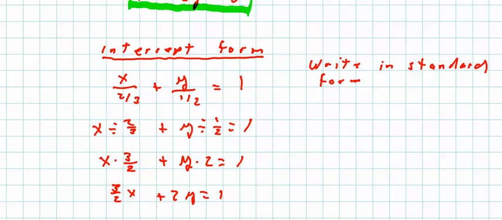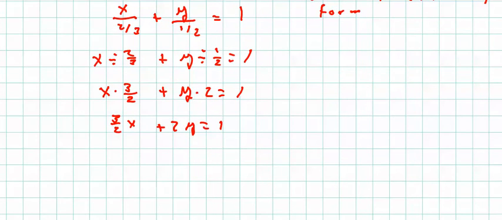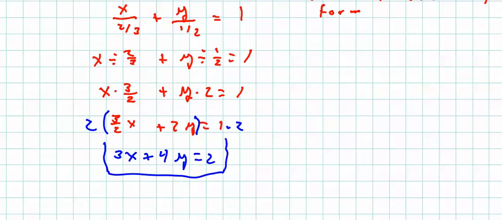Now, all I have to do is multiply by the least common denominator 2 to both sides, and I get 2 times 3/2, I get 3x, 2 times 2 is 4y, equals 2. And I'm done. All right. I hope this made sense to you. It's nothing really new other than putting it in this form.